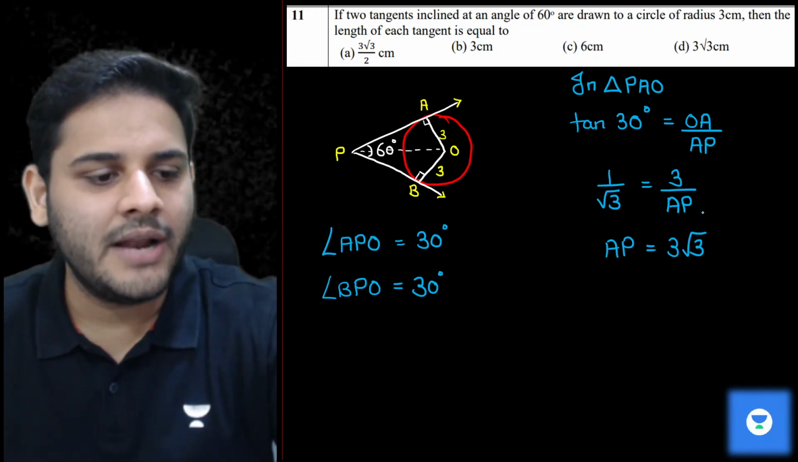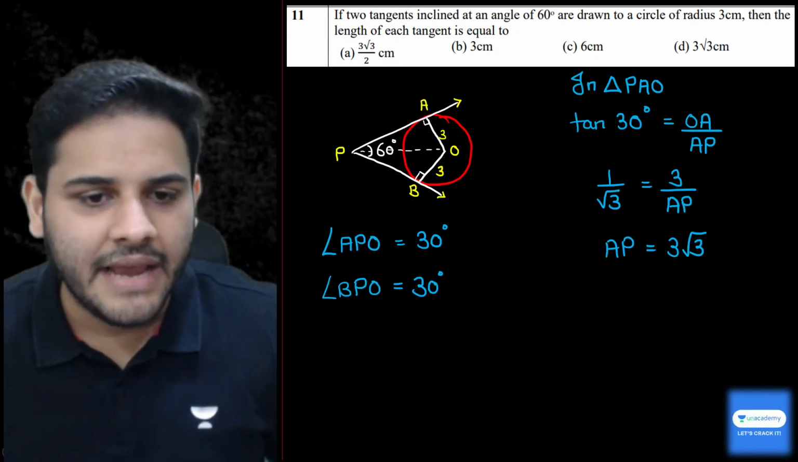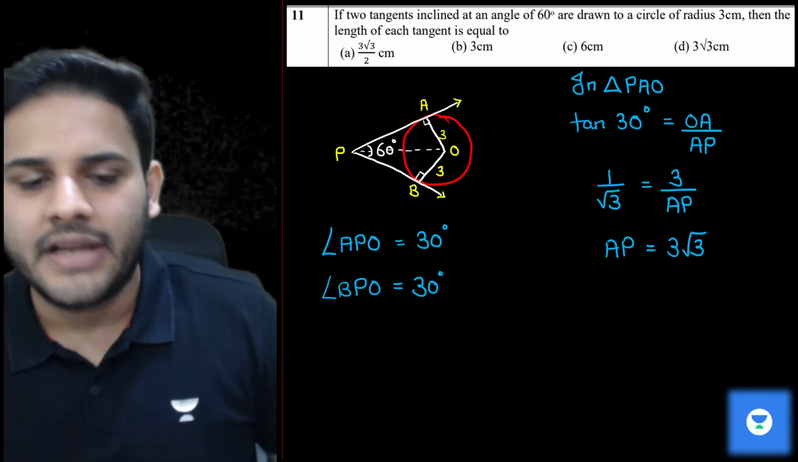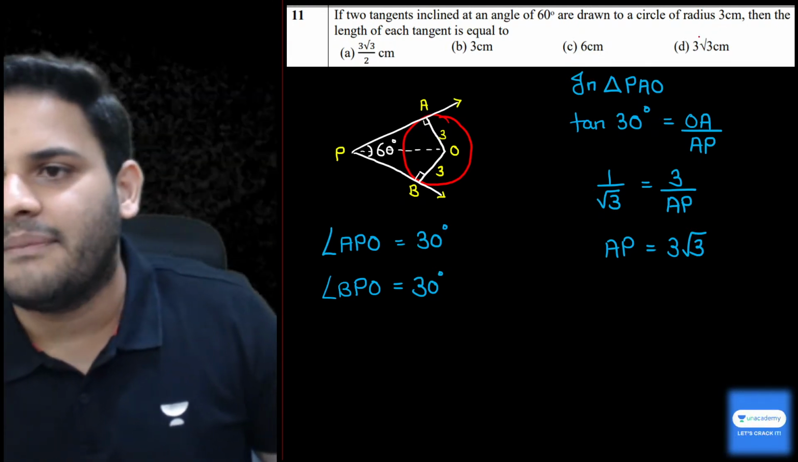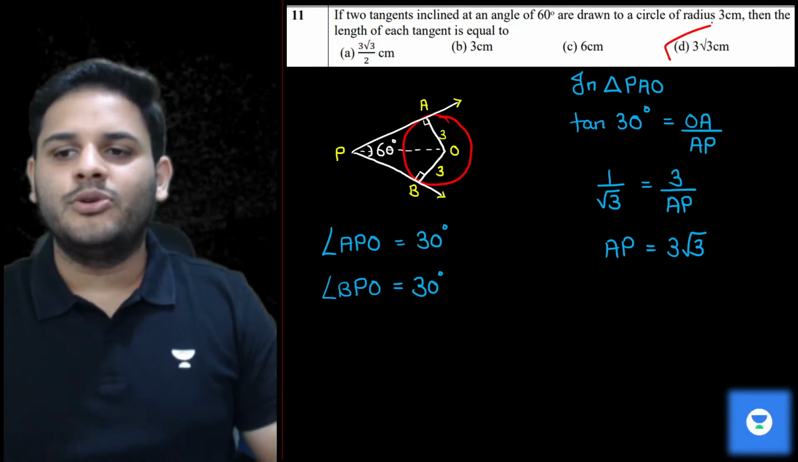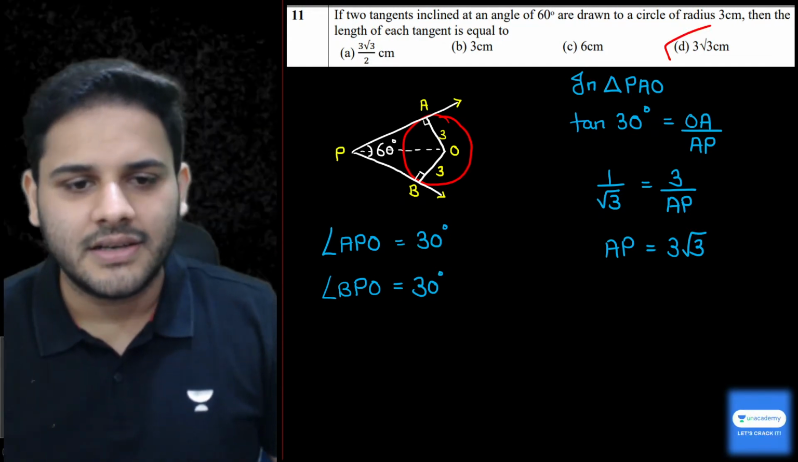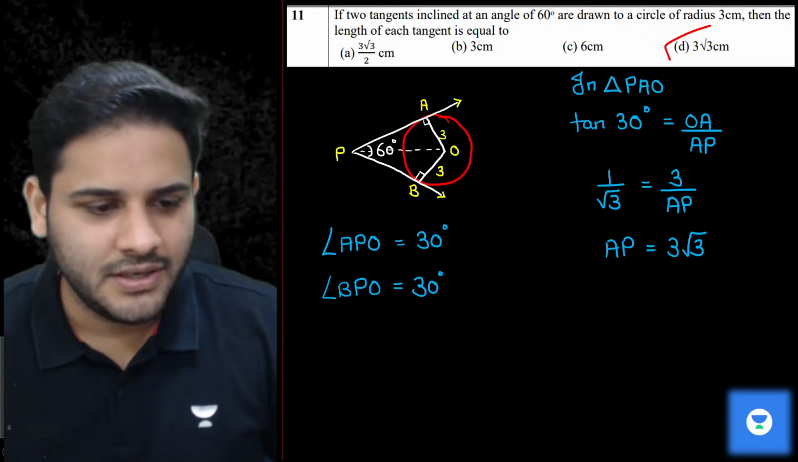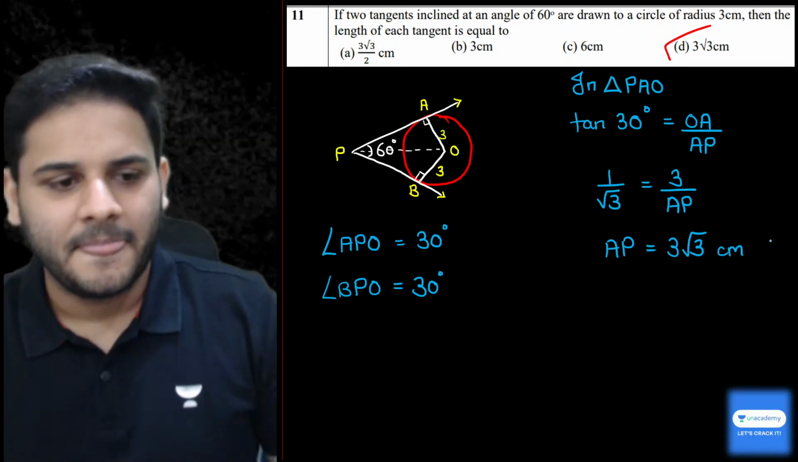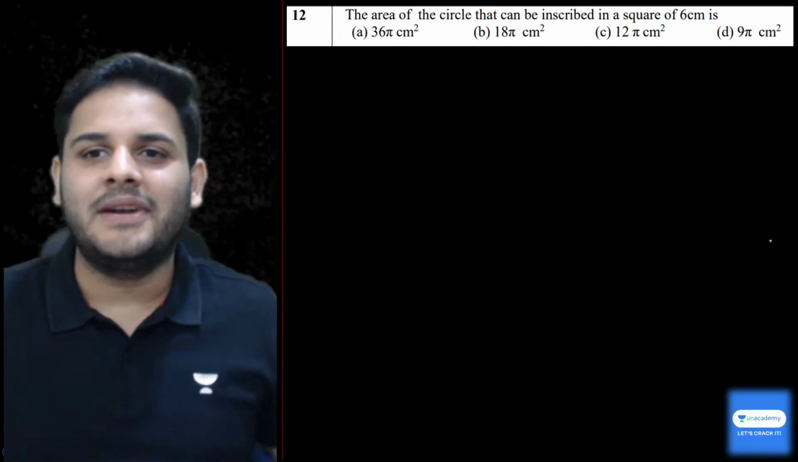Khatam ho gaya. Guys, 1 mark question, you don't have to spend time on them. You literally don't have to spend so much time thinking on them. 3 root 3 is absolutely the correct answer for the length of the tangent. Okay. Chalo. We move on to the question number 12.